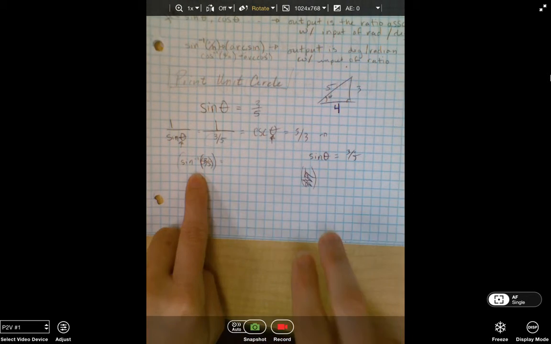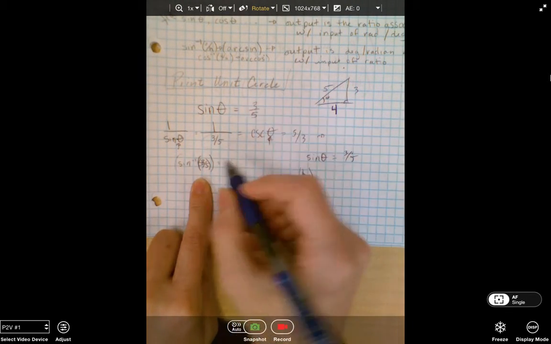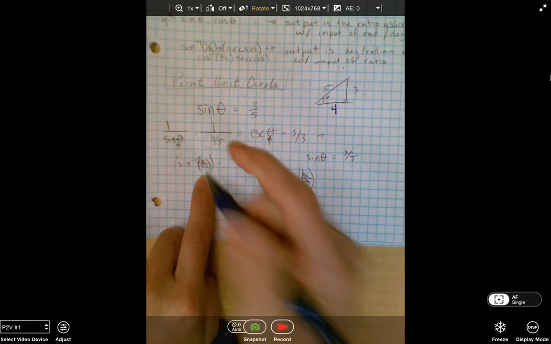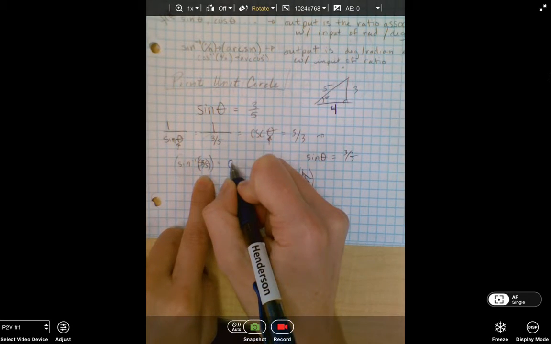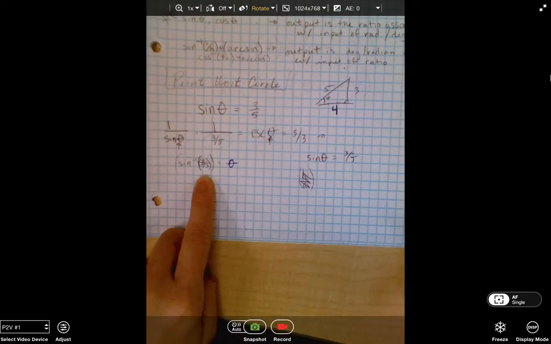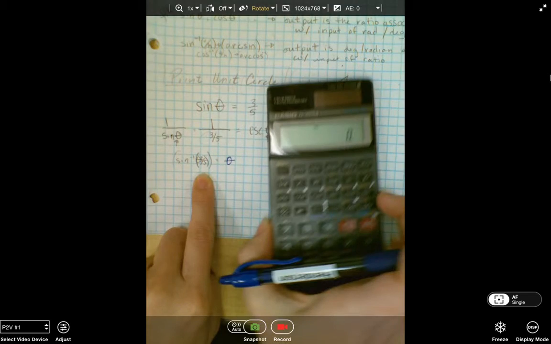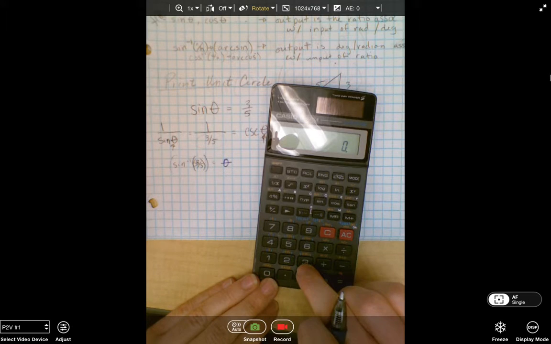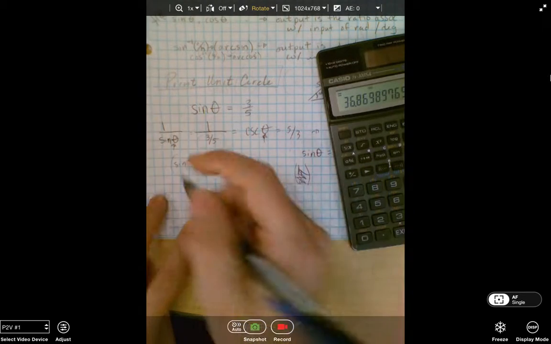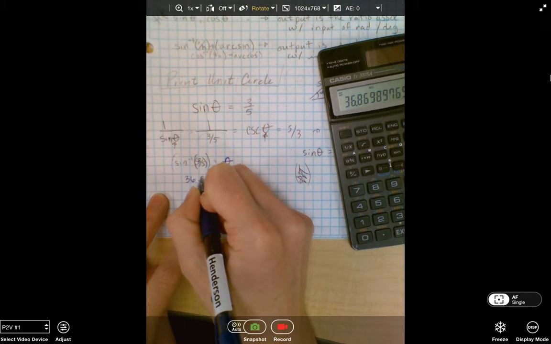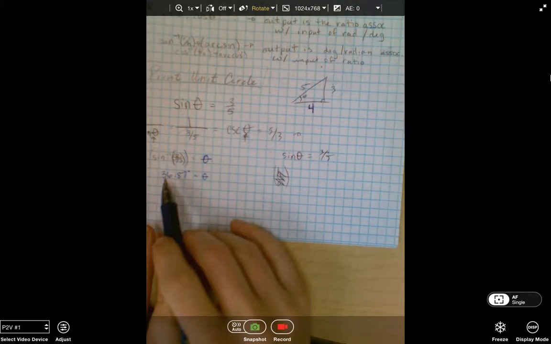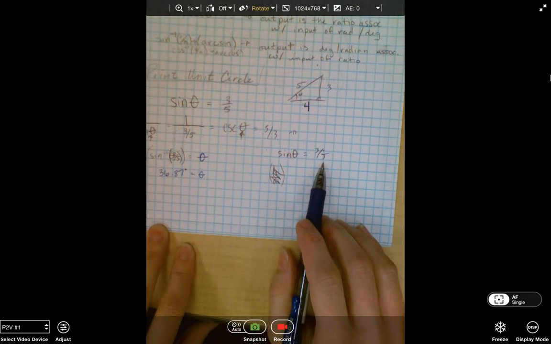Now let's say I'm talking about the inverse sine of 3/5. I would not get out a ratio, but instead I'm going to get out what theta is. I go to my calculator. Let's say right now we're functioning in degrees because that's what my calculator is in. I'm going to go 3 divided by 5, shift, sine inverse, 36.87-ish equals theta. Okay. So inverse function versus the actual function. Watch out for those.